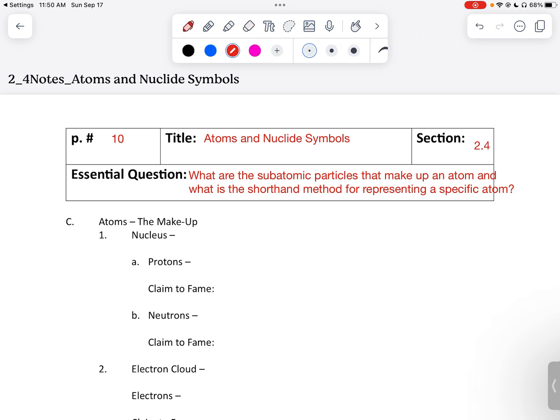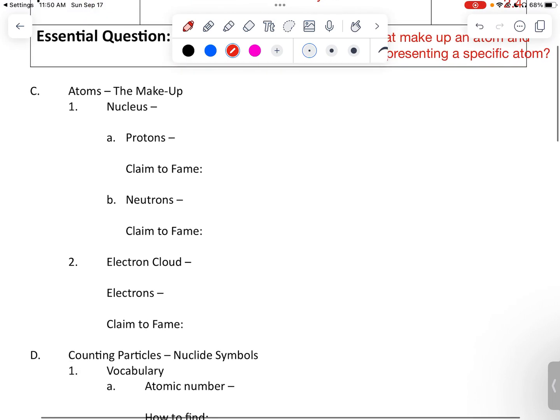All right, so here we go. The atom. The first part is we're going to start talking about the parts that make up the atom. Our atom is the smallest indivisible part of matter, so it cannot be divided any further and keep its properties. Inside the atom there are things called subatomic particles, and that's what makes up the atom. The center of the atom is our nucleus.